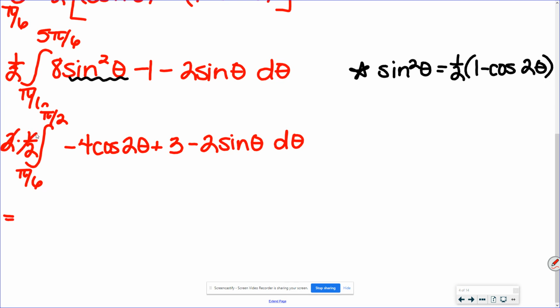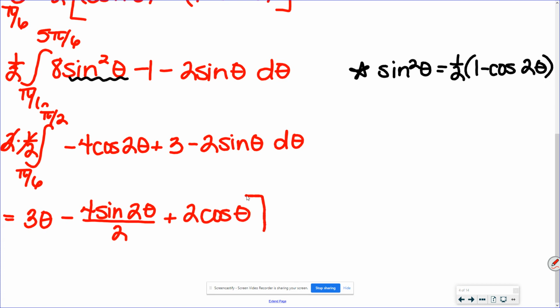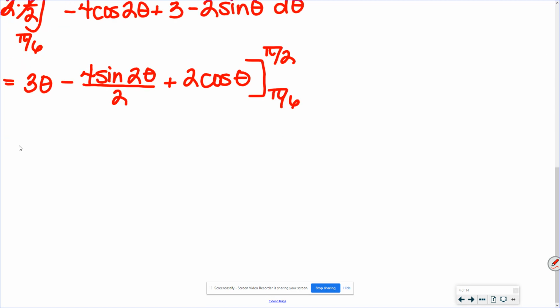Okay, which now these are going to cancel, so it kind of works out really nicely. My antiderivative would be 3 theta minus 4 sine of 2 theta, but you have to divide that by 2 because of the chain rule, plus 2 cos theta. Evaluate that from pi by 6 to pi by 2, and you end up getting 3 times pi by 2.